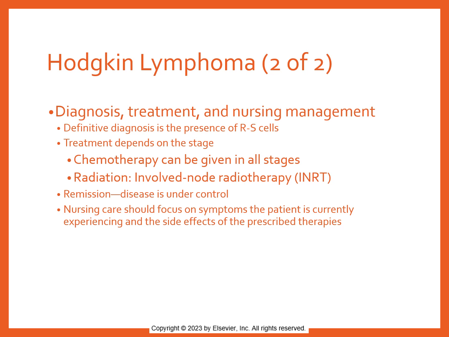Patients may experience complications from HL and the treatments. Examples of some of the adverse effects include permanent sterility, temporary hair loss, subclinical hypothyroidism, and an increased risk of developing cancer in other organs years after completing radiation therapy. Nursing care should focus on symptoms the patient is currently experiencing and the side effects of the prescribed therapies. Prevention of healthcare-associated infections is essential.